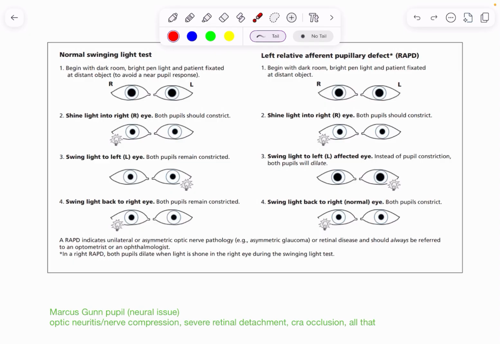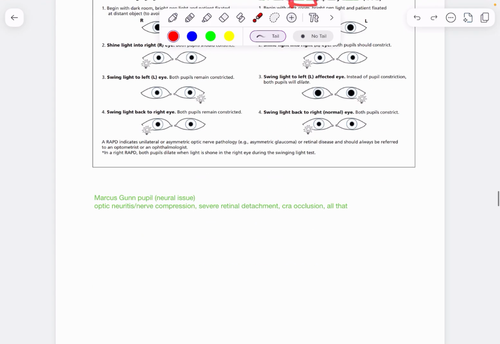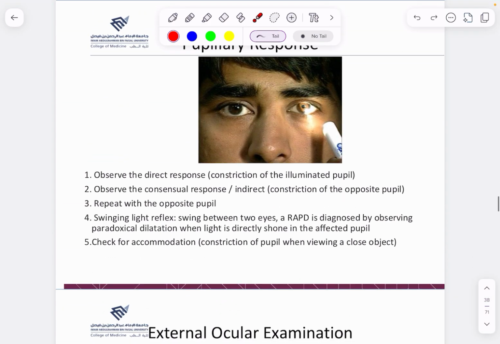So this is also called a Marcus Gunn pupil, and it's going to be a neural issue. As we mentioned, it's going to be most likely because of optic neuritis or an optic nerve compression, or sometimes it could be a retinal issue, because of detachment. But generally you have an issue with the afferent, which is the input. So this is a repetition of what I just explained.